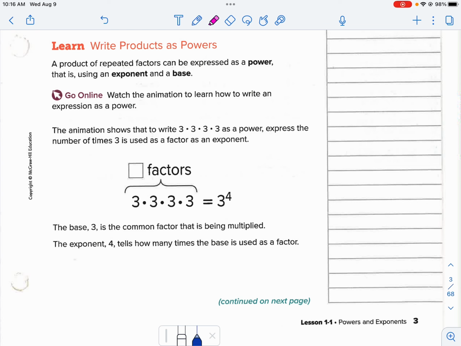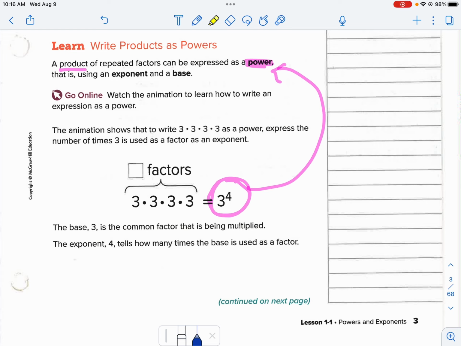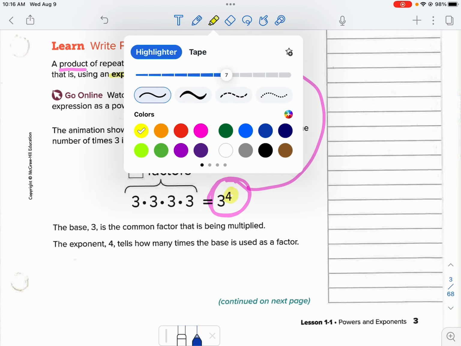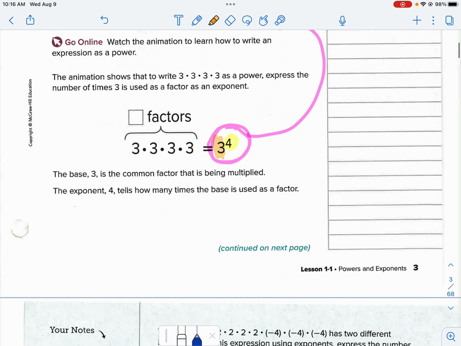So I'm going to change to a highlighter. A product, boys and girls, a product of repeating factors can be expressed as a power. So this whole thing right here is what is called a power. Then it says, changing colors, that is using an exponent. So this part right here is the exponent, and a base. This part right here is the base.